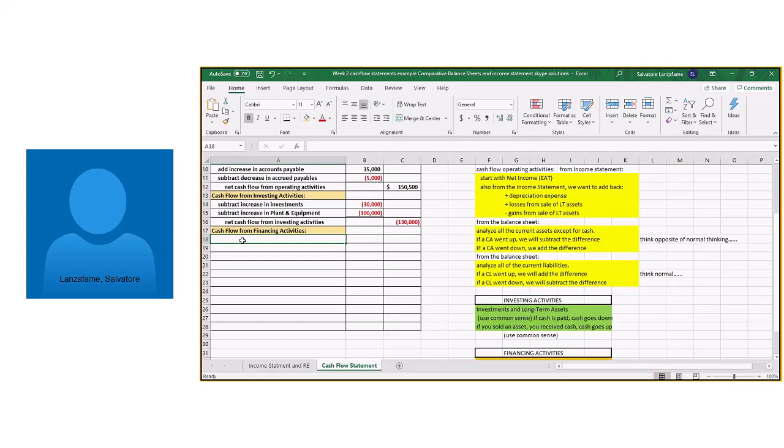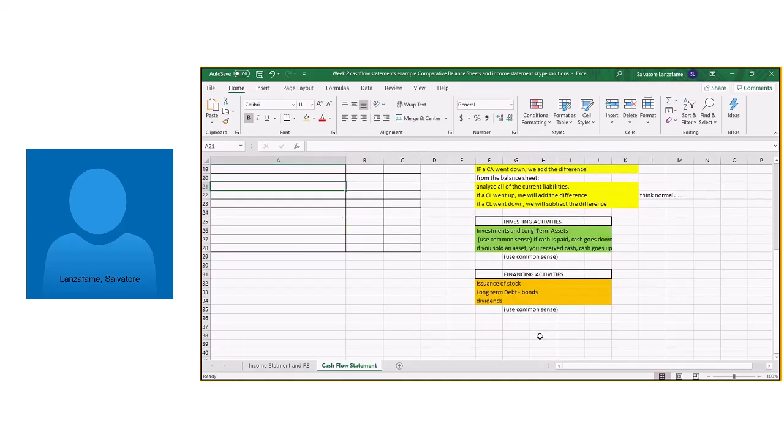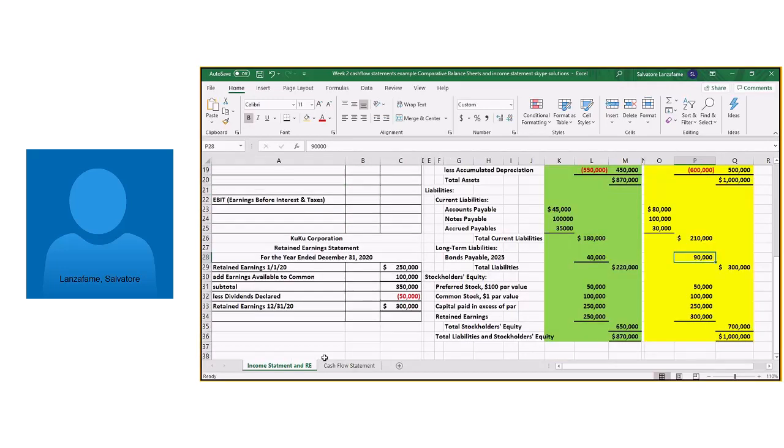So I'm going to add my increase in bonds payable. Basically, I borrowed $50,000 from the bank or from the bond market. Okay. So that would be an example of long-term debt. Did we have any other long-term debt? No, that was it. Let's take a look at the stock situation. Preferred stock, no change. Common stock, no change. But retained earnings, there was a change there. All right. So my retained earnings went from 250 up to 300. So I got about a $50,000 change there. So I gotta kind of figure out what happened.